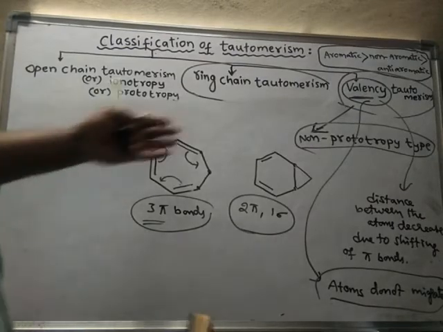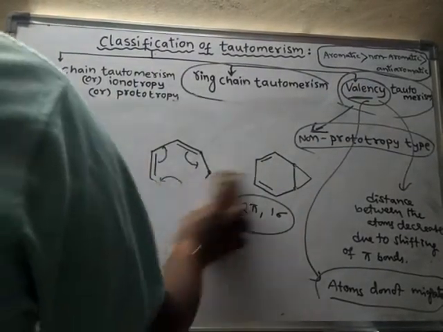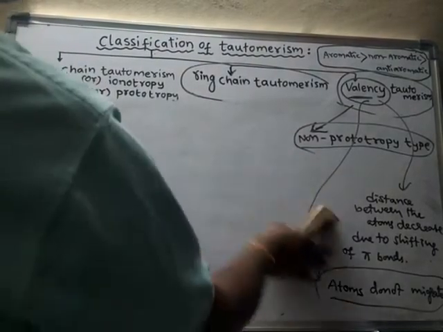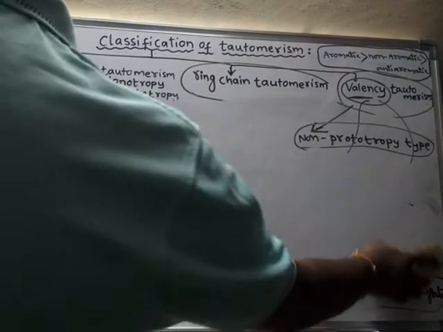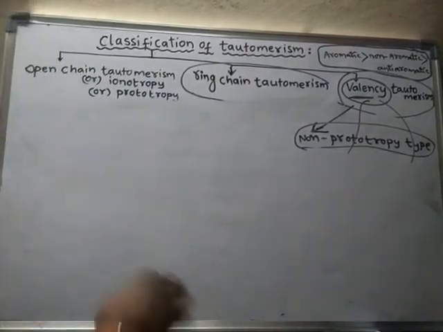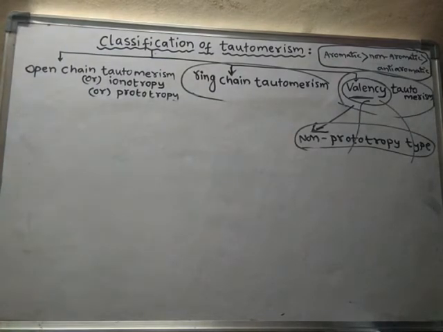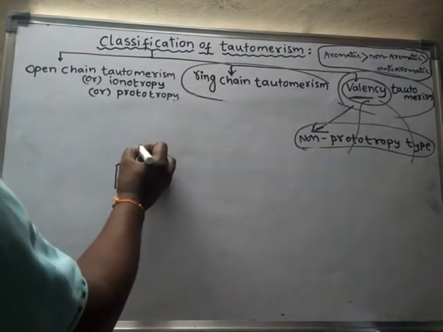Another example for such type of valency tautomerism. See what is happening in this process. Bonds are ruptured and new bonds are formed. That means one pi bond is ruptured and a sigma bond is formed. So another example, cyclooctatetraene.